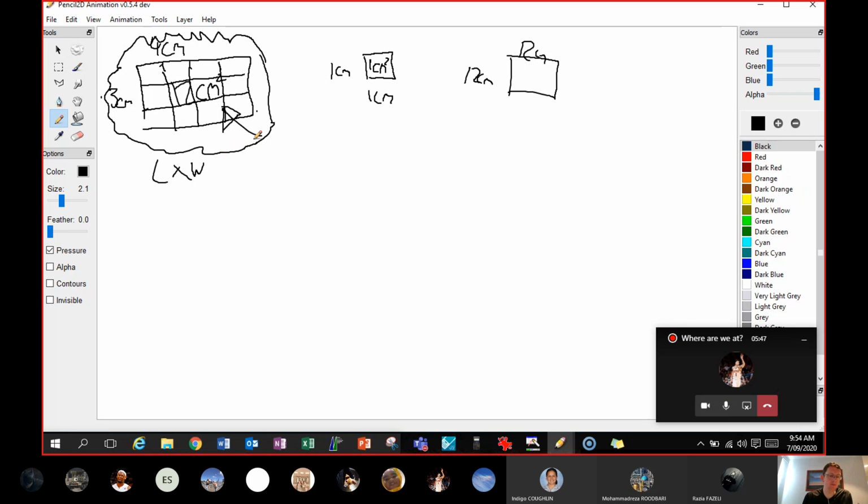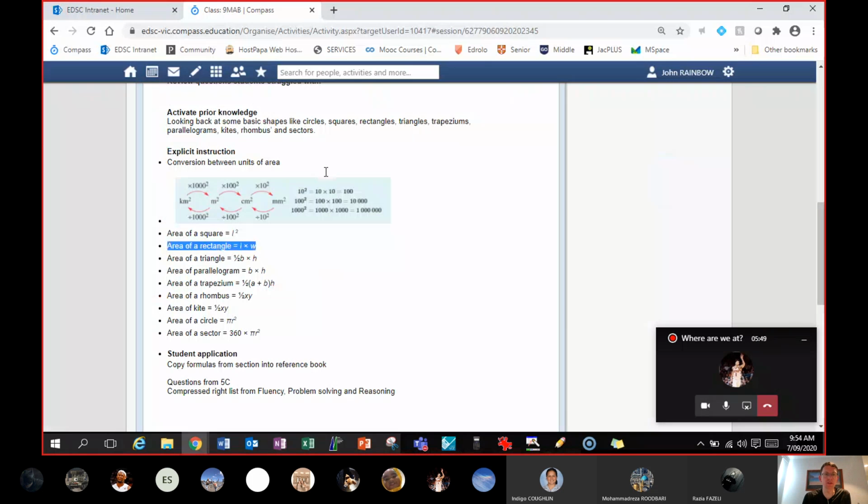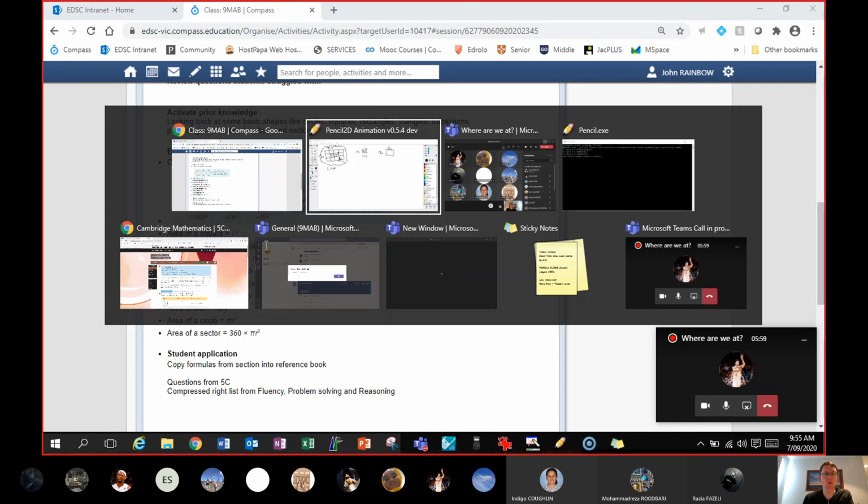Some of the formulas that you will need to know: area of a square. Obviously that's length by length, because that's going to give you an array. Area of a triangle is half base times height. Parallelogram is base times height. Now, why does that work?